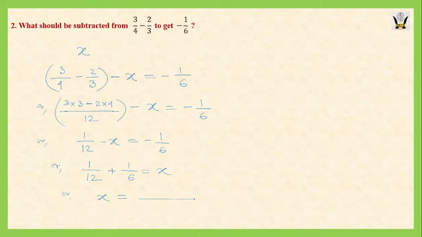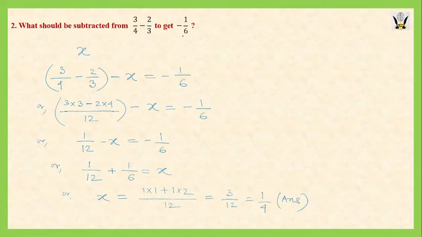So between 12 and 6, the LCM will be 12, and 1 will be multiplied by 1, and here 1 will be multiplied by 2. So it will finally be 3 divided by 12, that means 1 divided by 4. So the value of x is 1 by 4. That means from the result of this subtraction, we will be subtracting 1 by 4 to get finally minus 1 by 6.